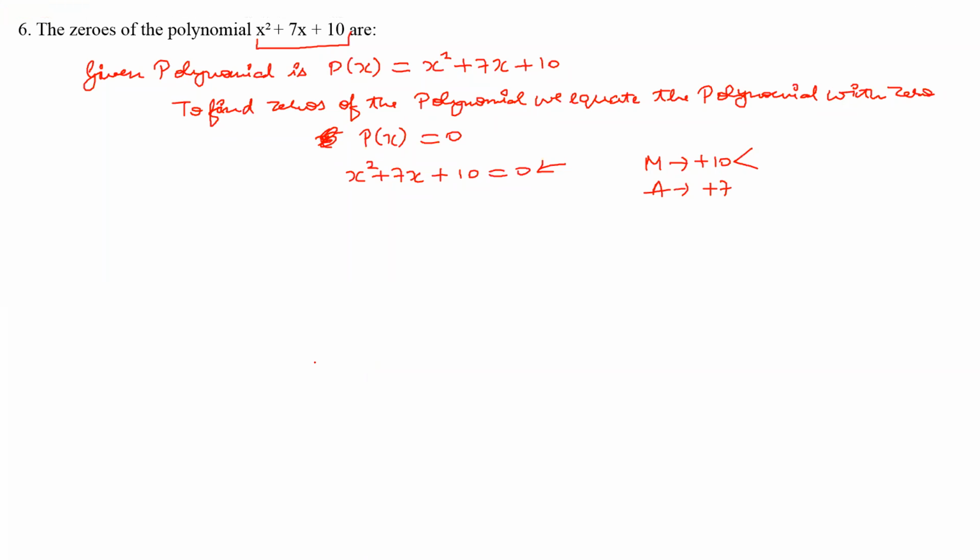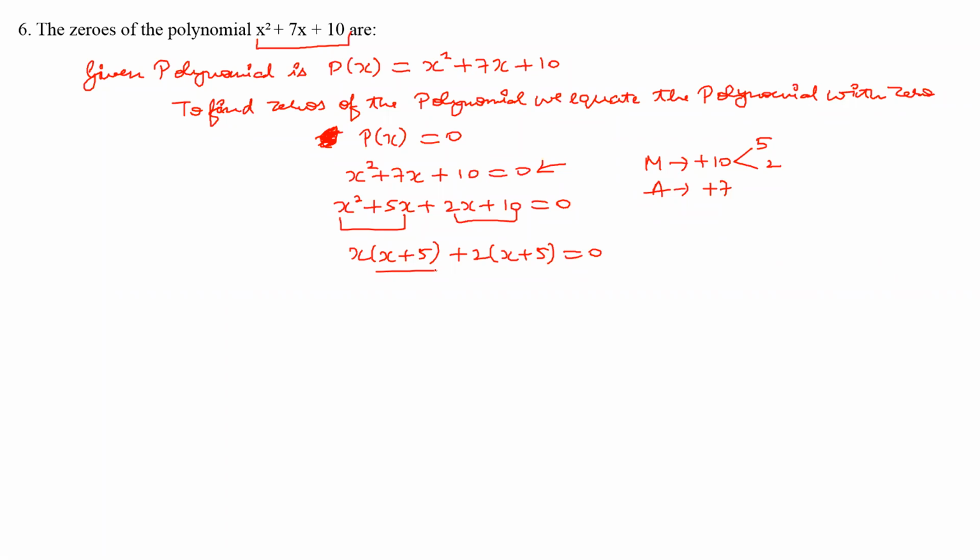So tell me the factors. What will be the factors? 5 and 2. Okay, 5 2s are, I will get 10 also, and 5 और 2 से मैं 7 भी बना सकता हूँ. Okay, so x square plus 5x plus 2x plus 10 which is equal to 0. अभी ये दोनों में से क्या कॉमन है? x कॉमन है, तो बचा क्या? x plus 5. अगेन ये दोनों में से क्या कॉमन है? +2 कॉमन है, तो बचा क्या? x plus 5 which is equal to 0.